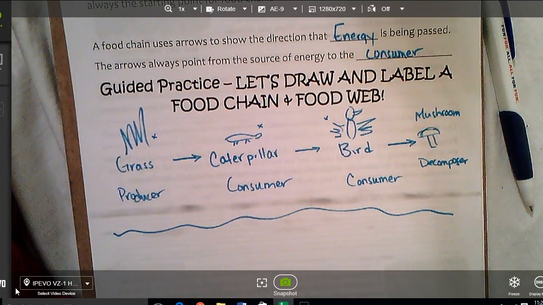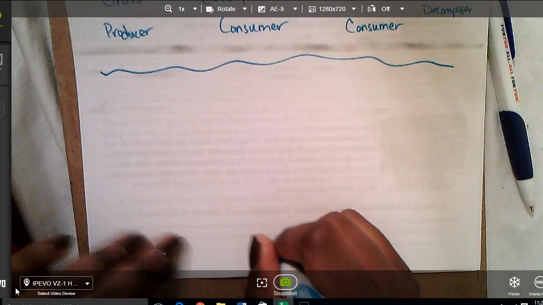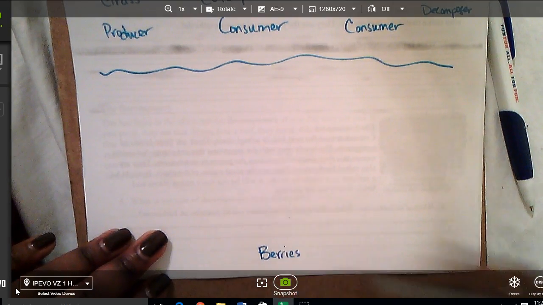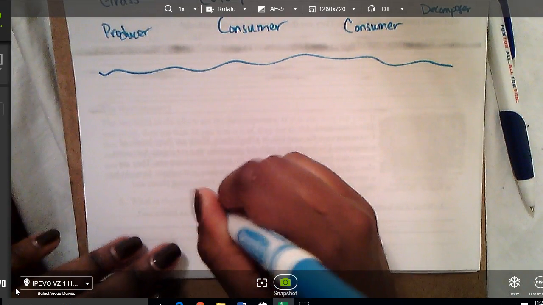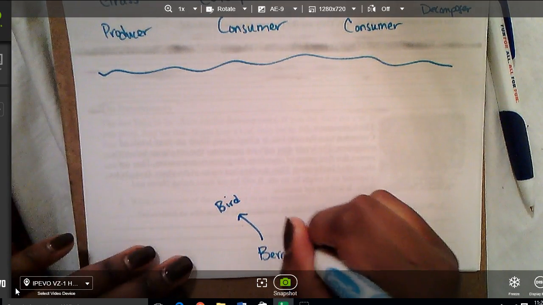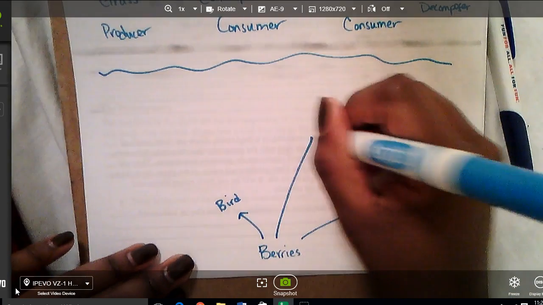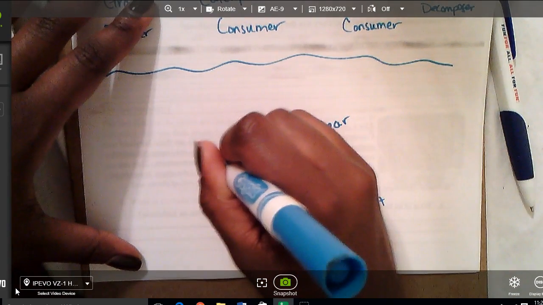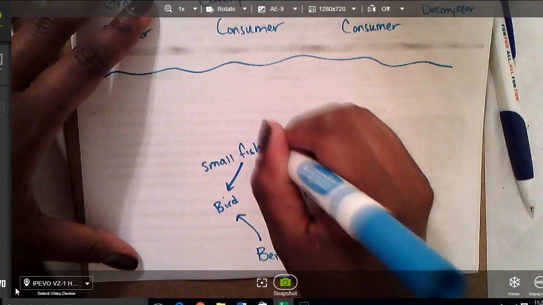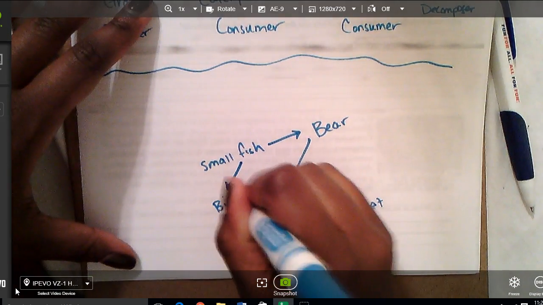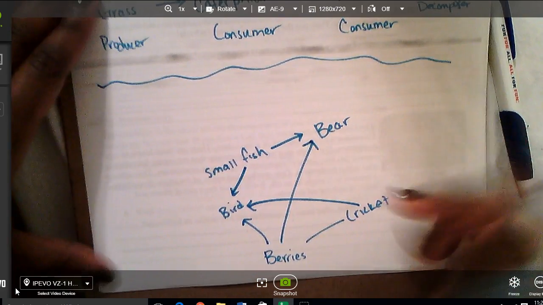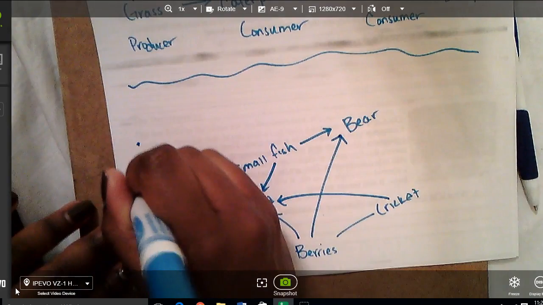Now, let's draw a sample food web. Again, if you need to pause the video to get this down, go ahead and do it. Food webs are a little more complicated. So we could have berries at the bottom, which could go to a bird or a cricket or a bear. And then we could have a small fish here, here, and here.